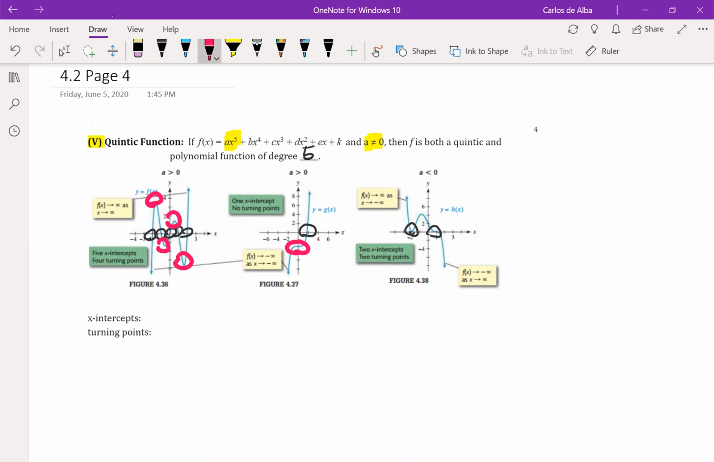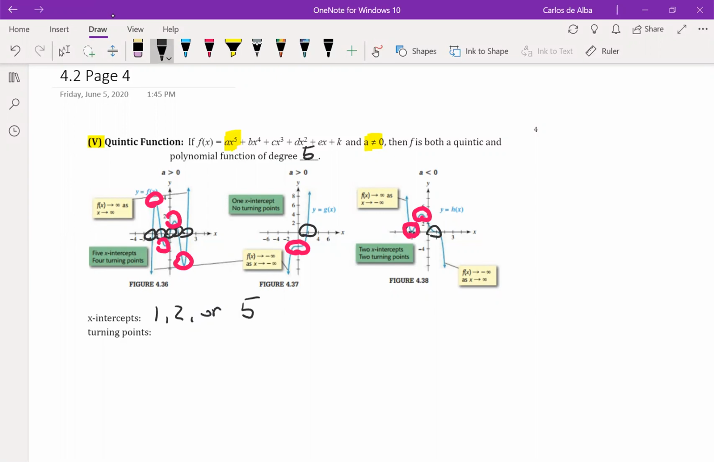Now we discuss turning points. This one is both a turning point and an x-intercept. Then we have another hump right here. And then the other x-intercept flattens out but doesn't actually change, so we don't have a turning point. We have 2. So from these functions, we have 1, 2, or 5 x-intercepts, given the graphs we have.